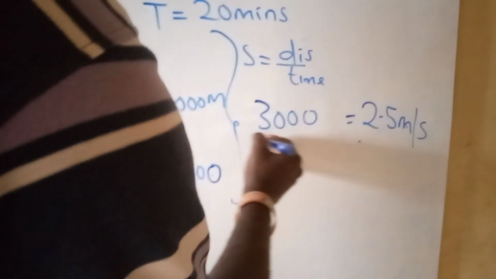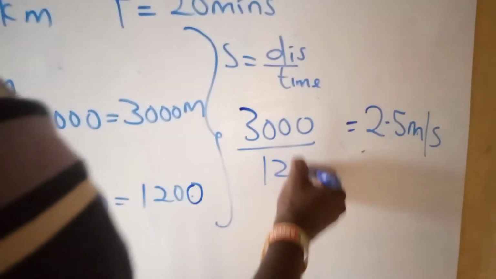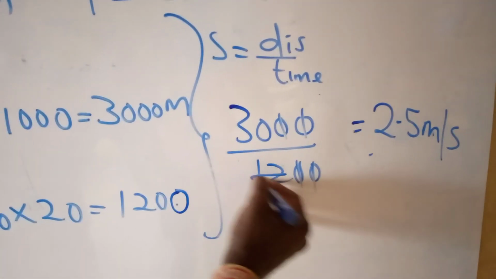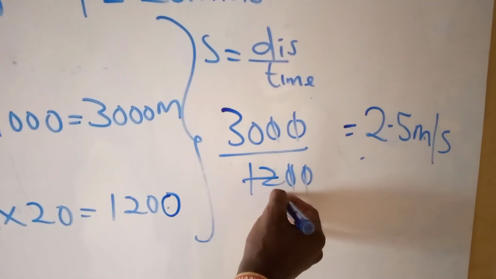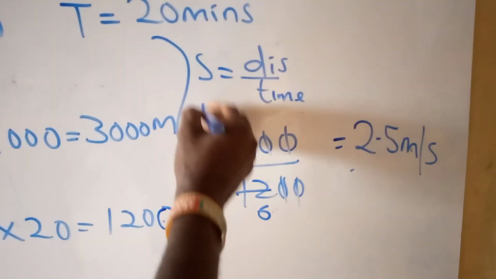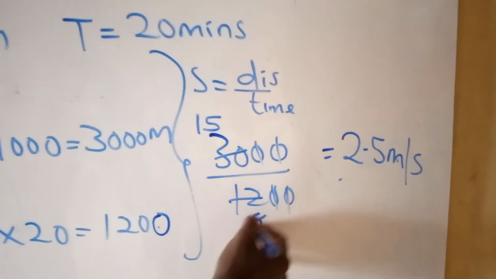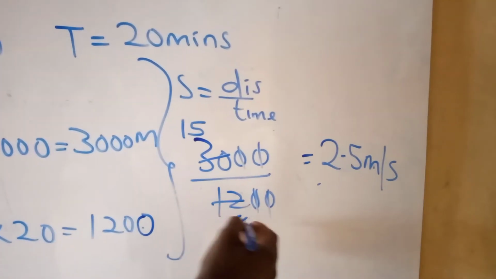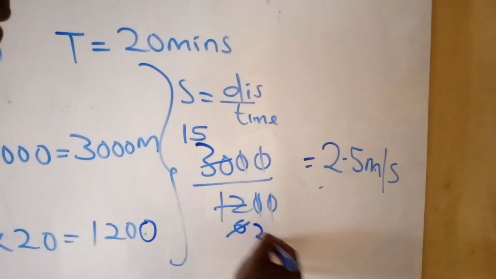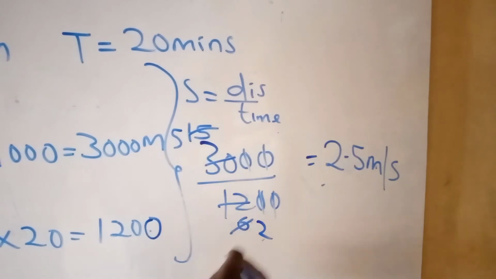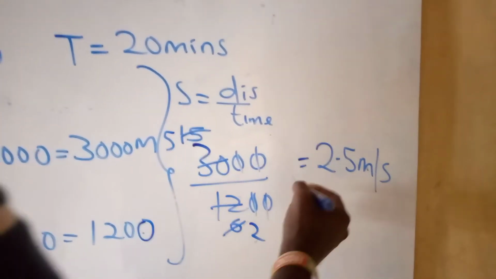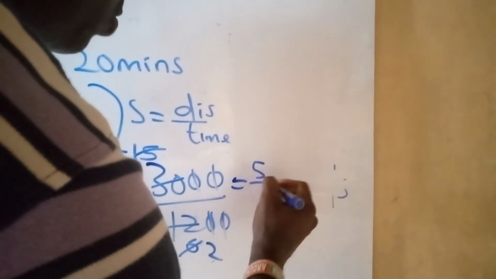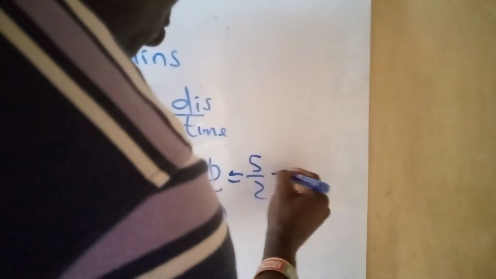3,000 over 1,200. 0 goes here, 0 goes here. There's a 2 here that will give you a 6. There's a 2 here that will give you a 15. Put 3 here, it will give you a 2, and 3 here, it will give you a 5. So you have 5 over 2. When you divide 5 over 2, it gives you 2.5.